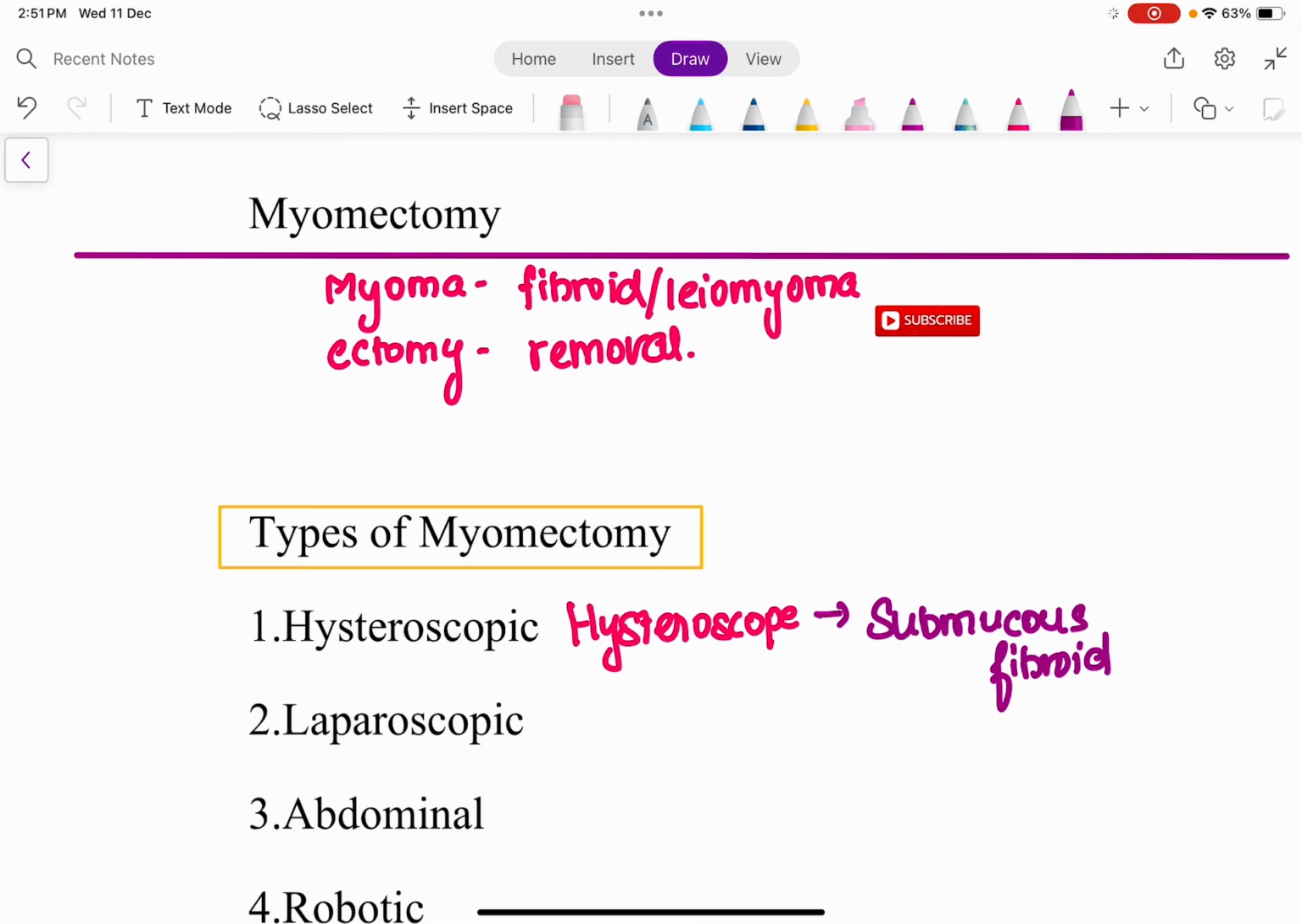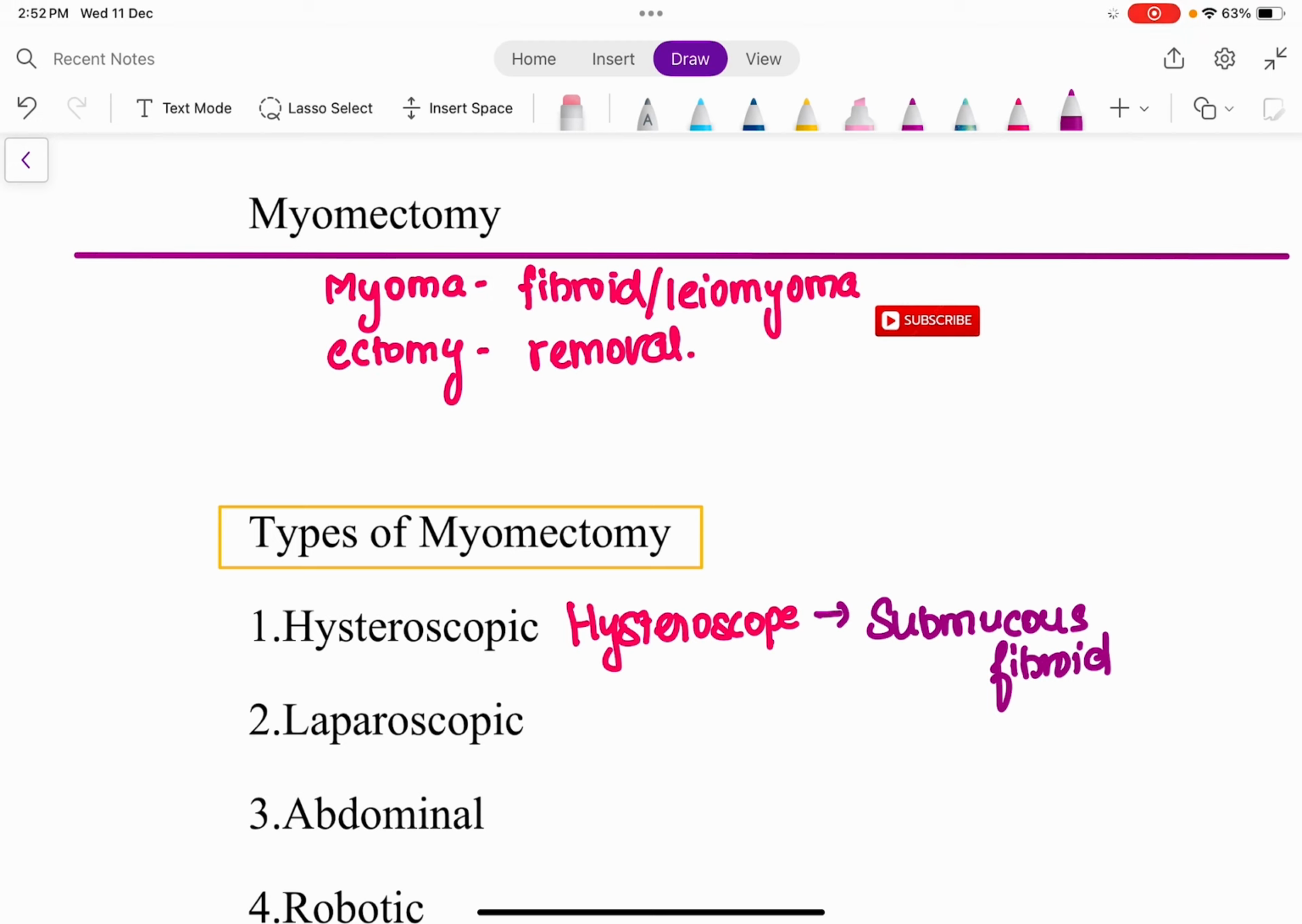In this module, we are going to discuss myomectomy. In the previous module, we dealt with the medical management, the uterine artery embolization and the ultrasound focus procedure as well. But in this module, we are going to deal with a minimally invasive procedure, which is myomectomy.